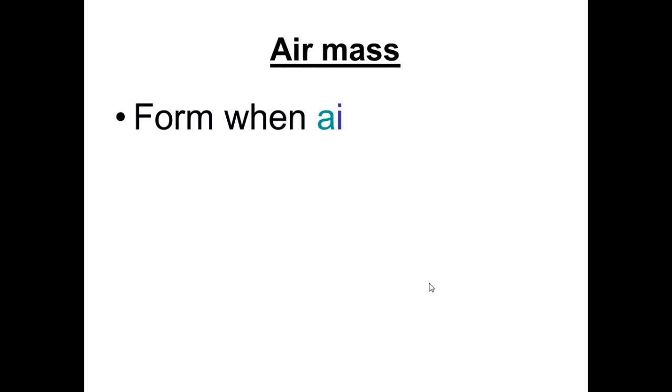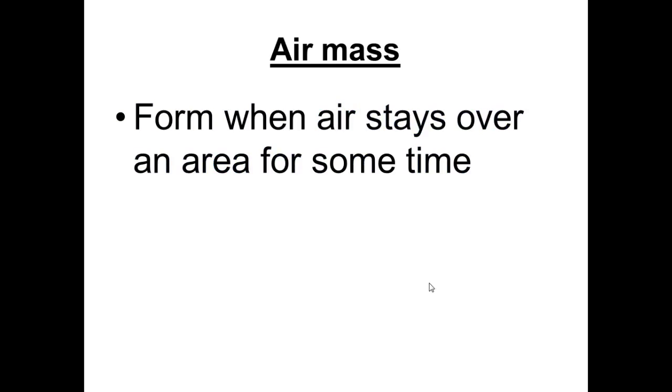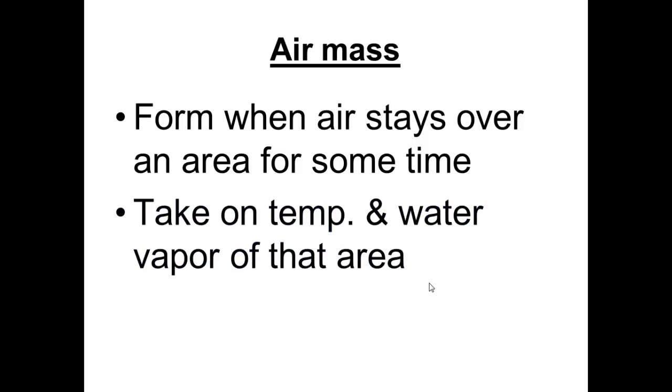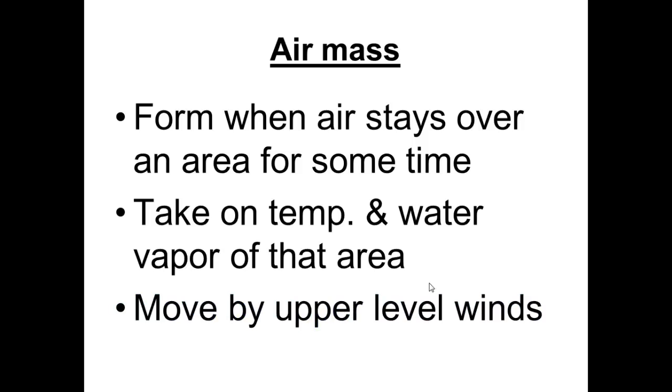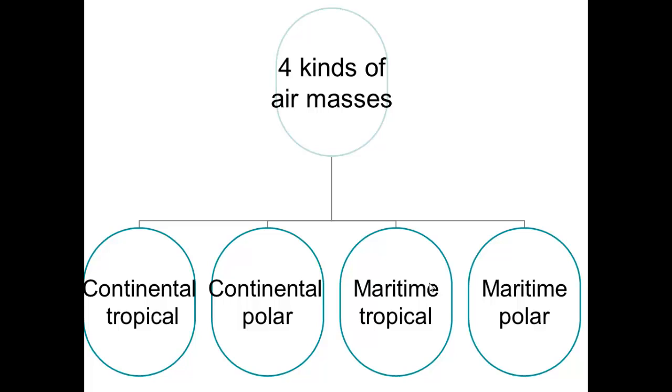Air that stays over an area for some time takes on properties of that area and becomes an air mass. An air mass is a large body of air with similar properties all through it. The most important properties are temperature and amount of water vapor. An air mass keeps its original properties for a while as it moves. There are 4 kinds of air masses.